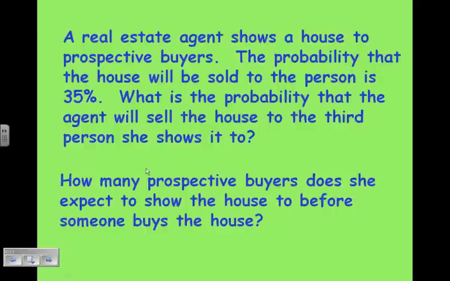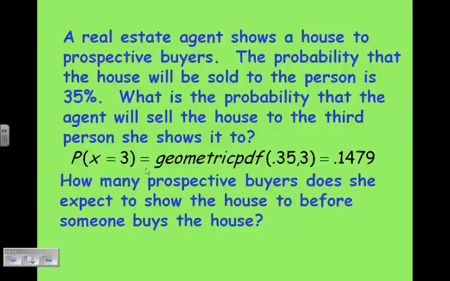Okay, here's another example. A real estate agent shows a house to prospective buyers. The probability the house will be sold to the person is 35%. What's the probability that the agent will sell the house to the 3rd person she shows it to? Right, so that is a geometric PDF, probability x equals 3, 35% success after 3, multiply it all out. How many prospective buyers does she expect to show the house to before someone buys the house? This is the mean. This is our expected value. We would do using the mean formula that I showed you earlier. 1 divided by 0.35 would equal 2.86 buyers. That's what she would expect.